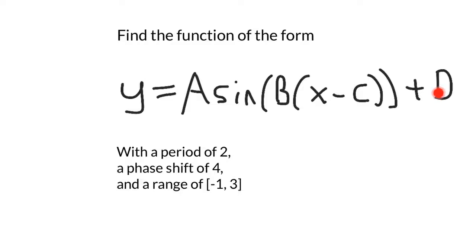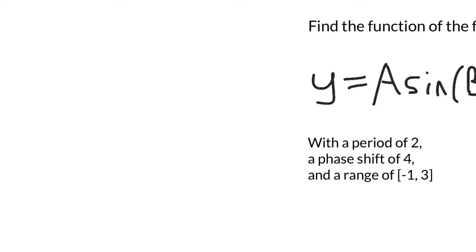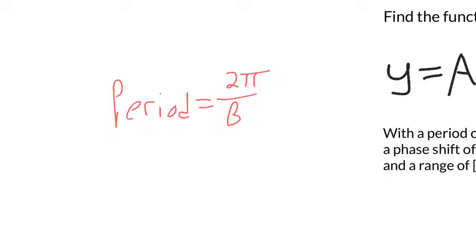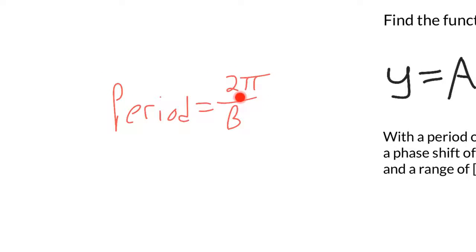So plus 4 would mean you start 4 spaces up from where sine of x would normally start. Let's start with the first piece of information, that the period is 2. This is a formula for finding the period of a sine or cosine function. Note that it's not for tangent. Tangent would be pi over b. But to find the period, you take 2 pi and you divide by whatever your coefficient b is.